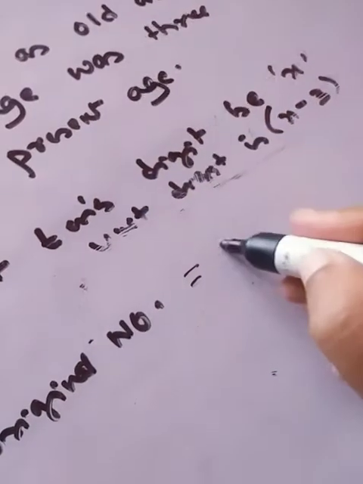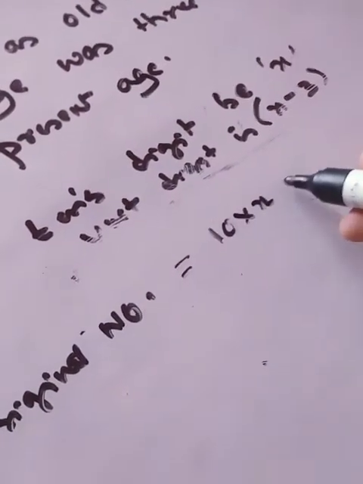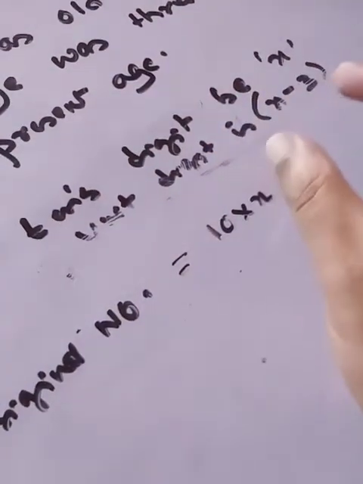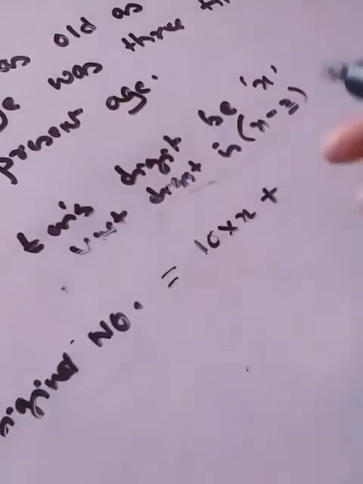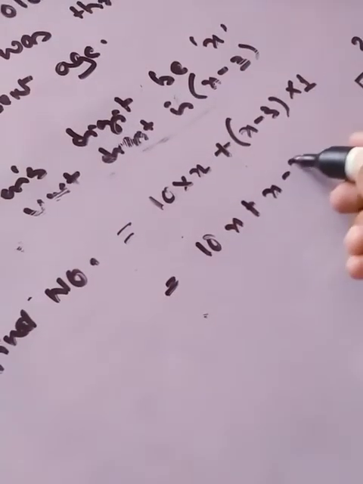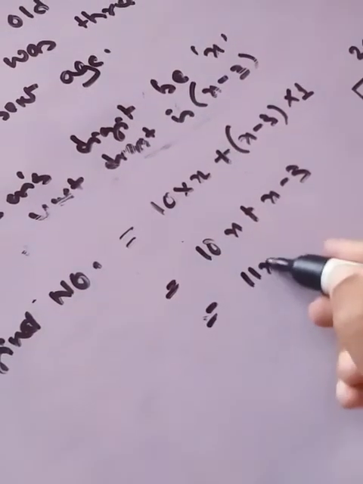The original number is, because x is in the tens place, we multiply x with 10, and the units digit, because x minus 3 is in the units place, we have to multiply with 1. So 10x plus, now just open the bracket, x minus 3. Solve this, it will be 11x minus 3.